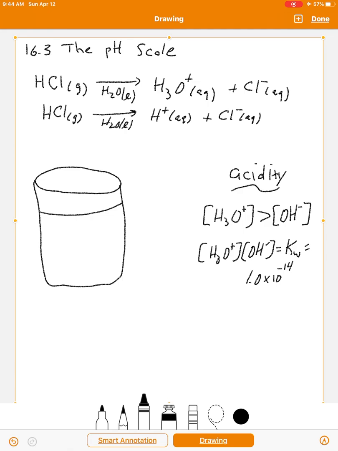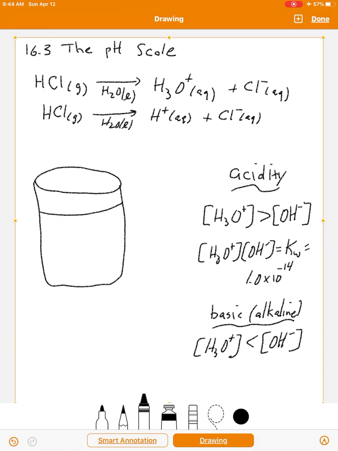So we could have a solution that is basic. By the way, the other term for basic is alkaline. If a solution is basic or alkaline, that means the concentration of hydronium is less than the concentration of hydroxide. Remember, water has both of these at all times. It's just an issue of whether one is a higher concentration than the other. If the solution has more hydronium than hydroxide, it's acidic. If it has more hydroxide than hydronium, then it's basic or alkaline.